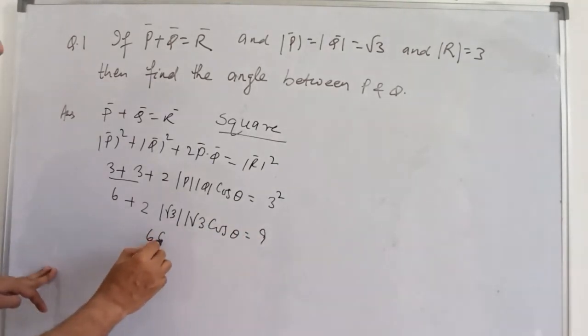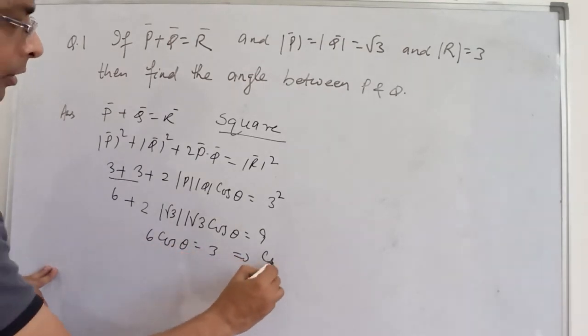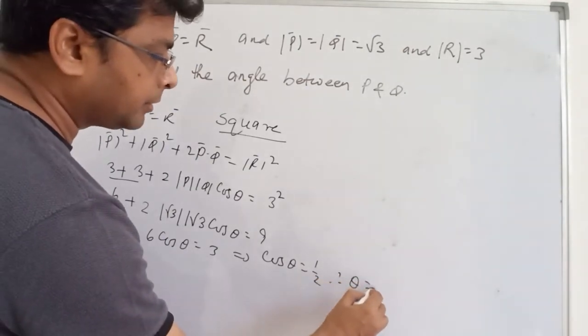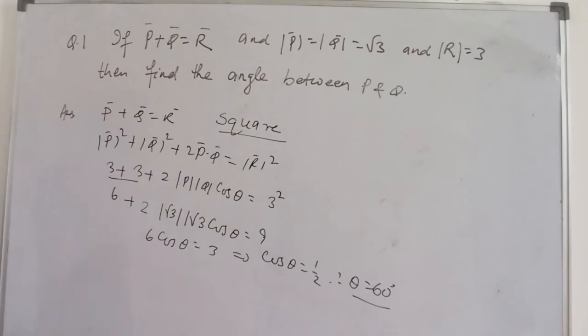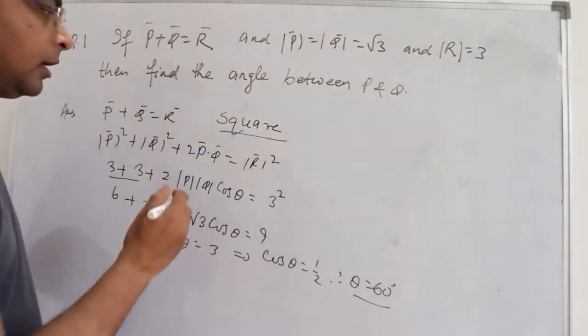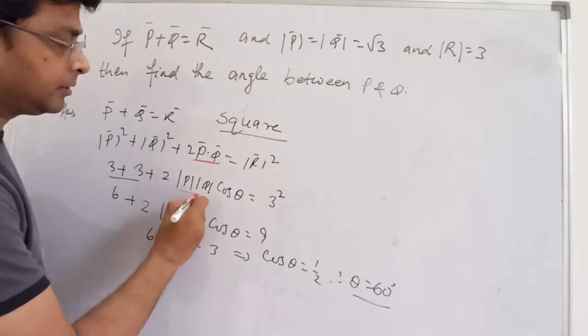So it will become 6 cos theta is equal to 3, or you can say cos theta is half. Therefore, theta is equal to 60 degrees. So simple. Note it down, it's very, very important. I am underlining the formula. You must remember this P dot Q. This is the formula.